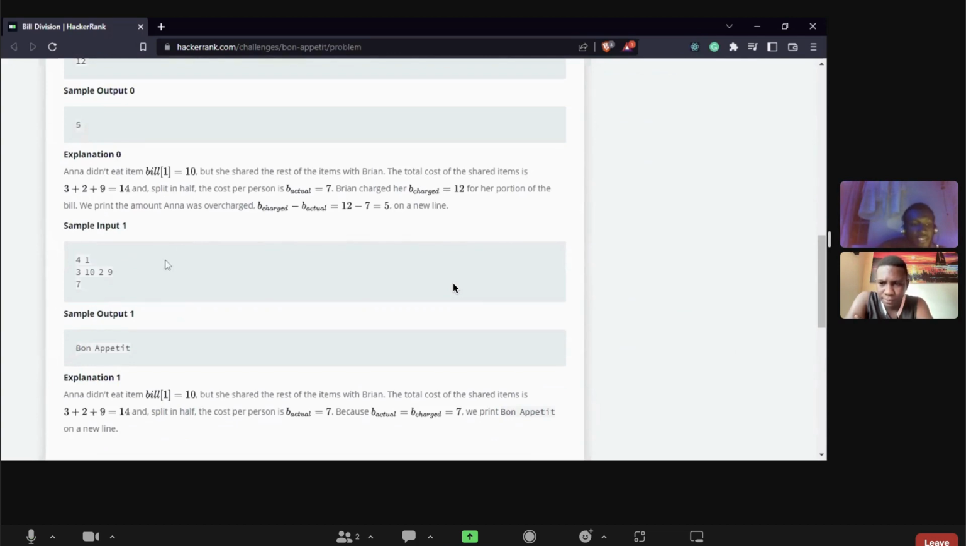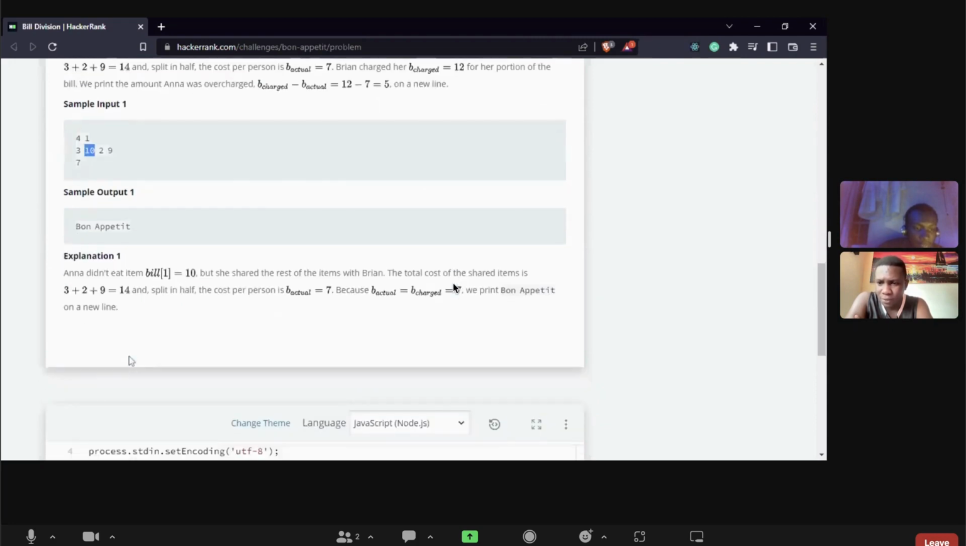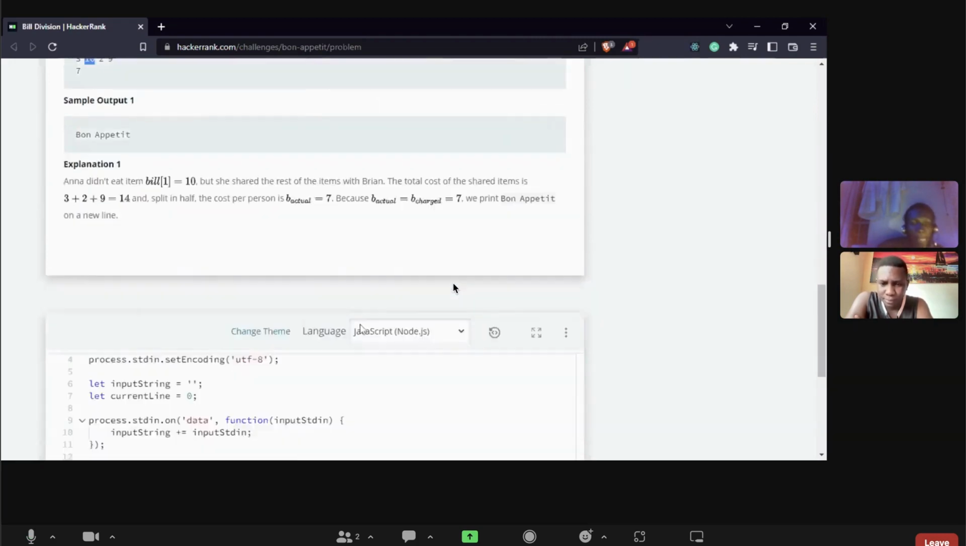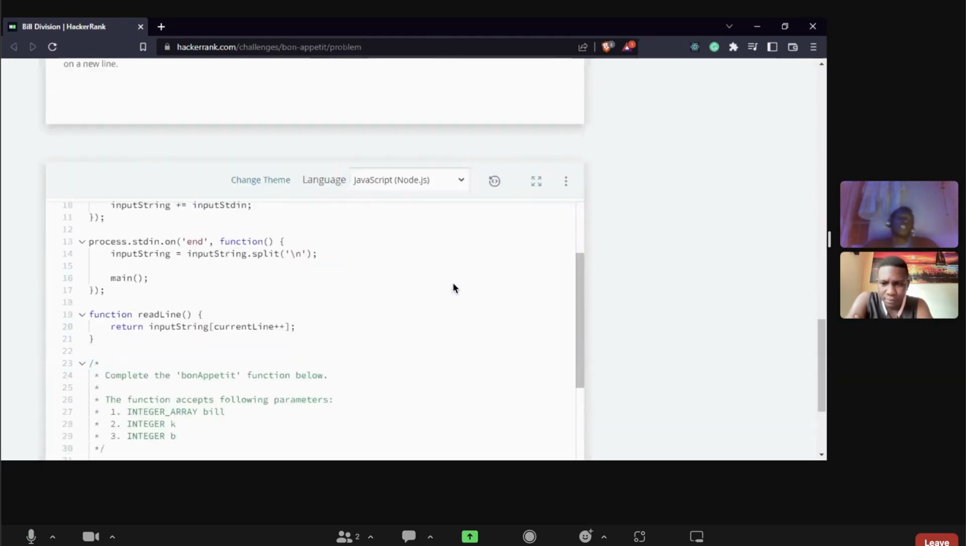Same instance here, again given this array 3, 10, 2, 9. The item to ignore is index 1, which is 10. Again, the same calculations. We get 7, which is correct, and hence we print Bon Appetit. Okay. So let's get down to the challenge.